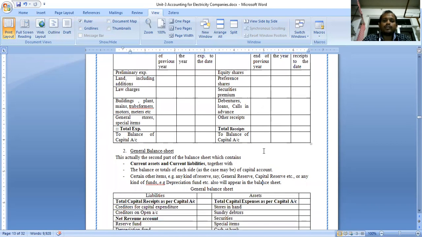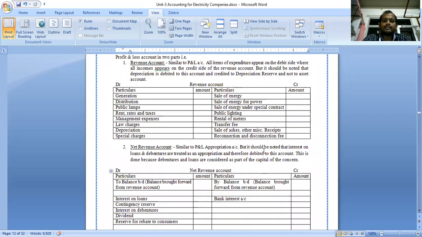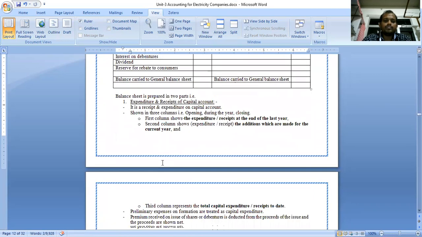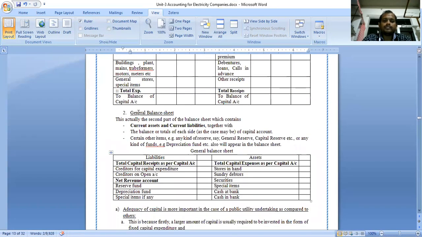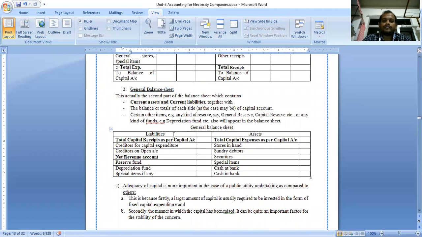Here in double accounting system, we are just splitting the accounts. So profit and loss account into two parts, that is revenue account and net revenue account. Balance sheet is in two parts, capital account and general balance sheet. So likewise, we have to prepare.